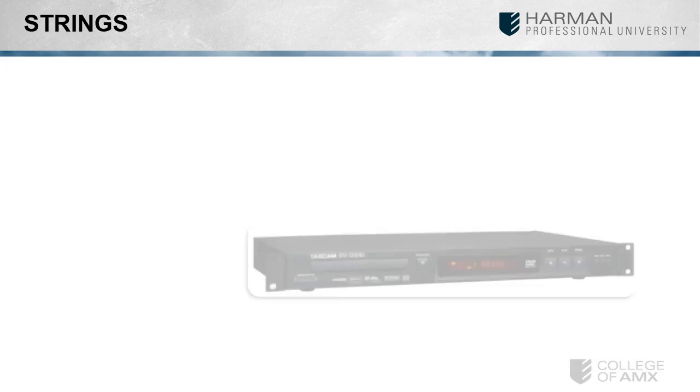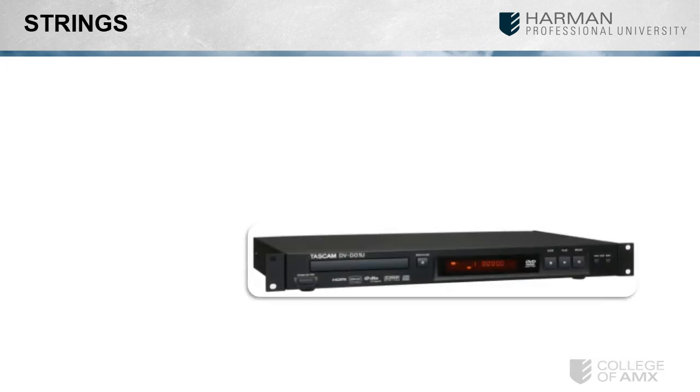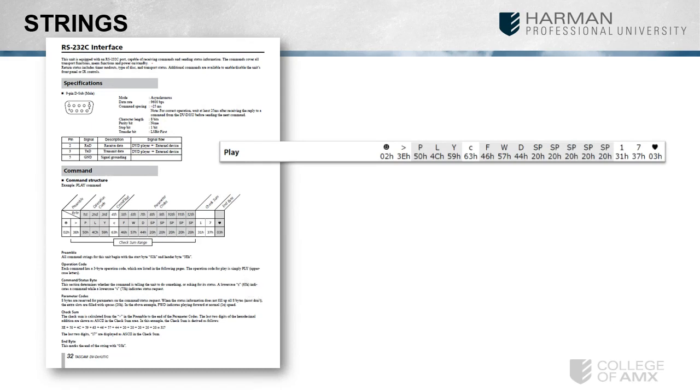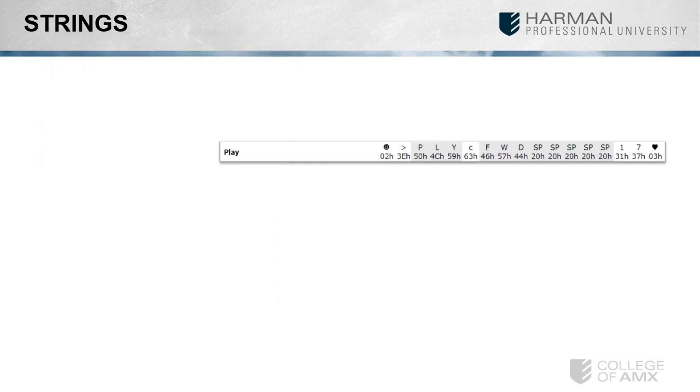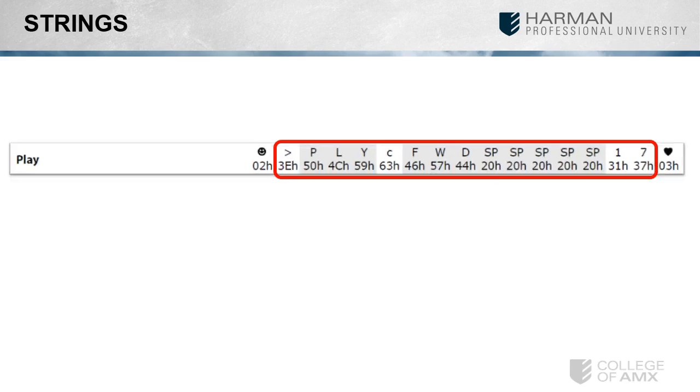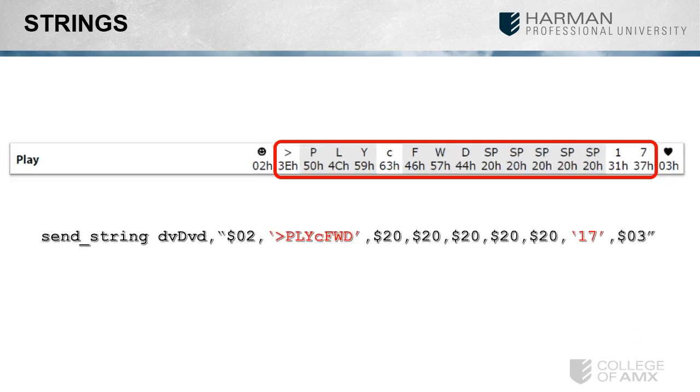Let's say we would like to control a DVD player, and we want to tell the device to play the installed DVD. We would first look up the play protocol from the device's documentation. Here we have the protocol documentation for a Tascam DVD player. We searched through the document to find the string needed to send the play command. The sendString statement would look like this.